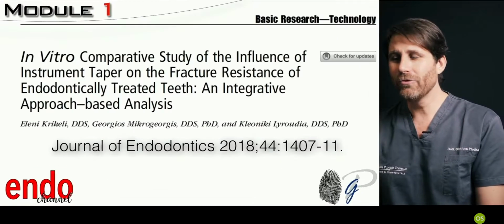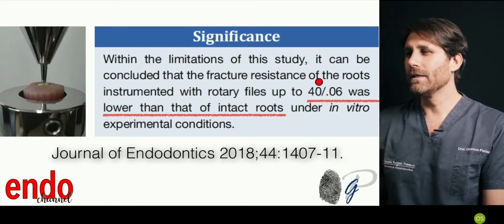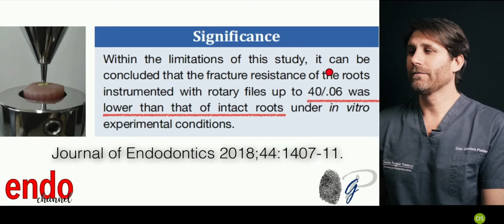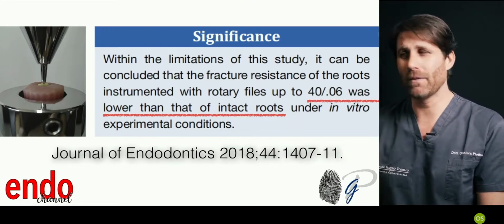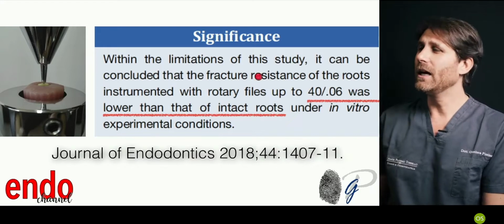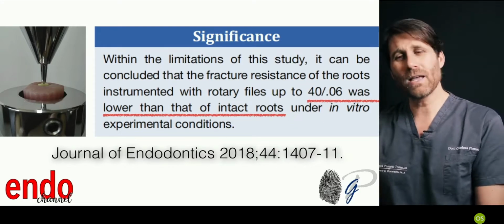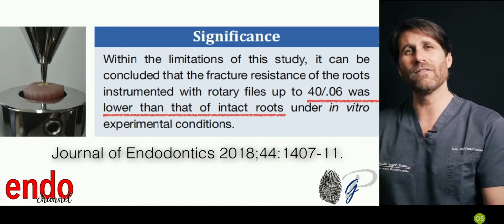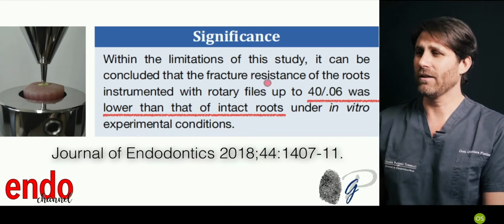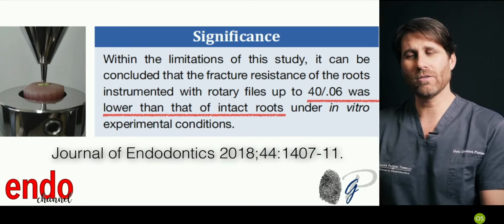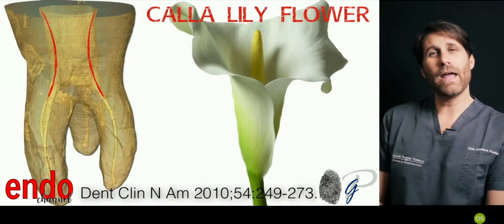And another point is that it is clear that when you go over with the sizes of apical preparation over 30, we need to reduce the taper of preparation. 0.6 taper for sizes over 25 is not needed at all, and it impairs the fracture strength, lowering the fracture strength of these teeth.